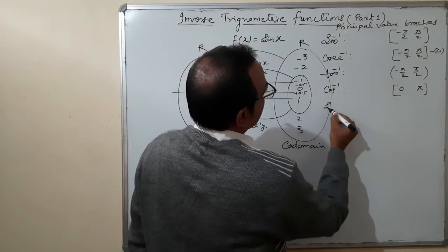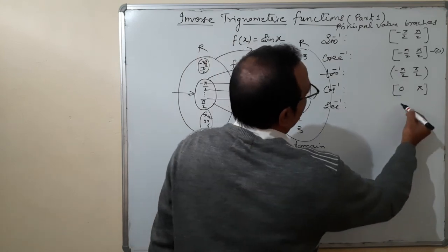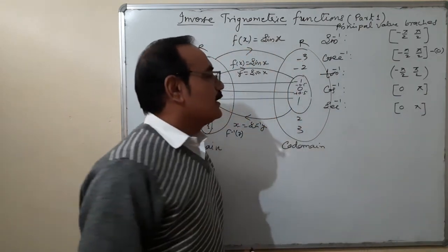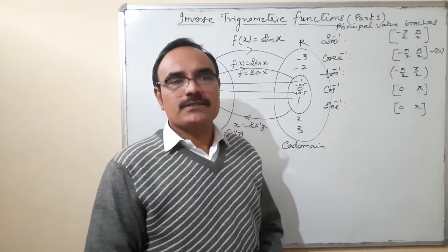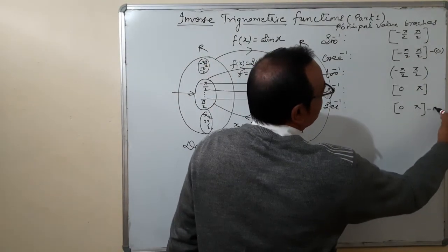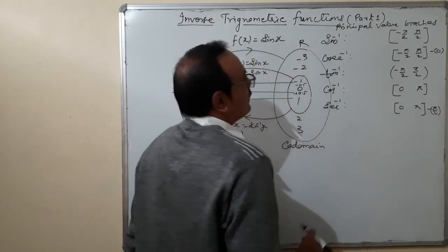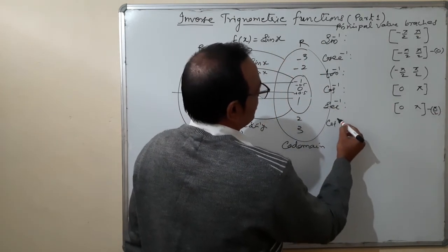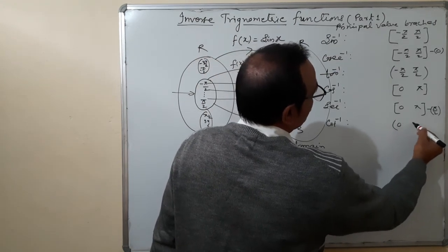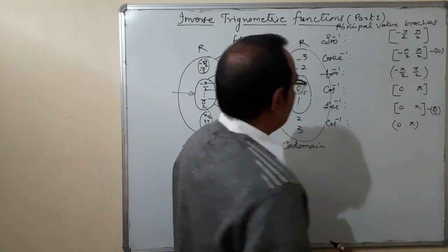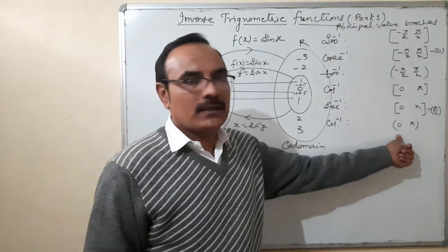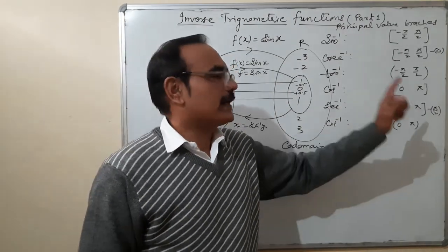Then sec inverse, it is 0 to pi. But between 0 to pi, you know that cos 90 is 0. So sec 90 is not defined. So pi by 2 is to be excluded. And third one is cot inverse. Cot inverse is 0 to pi. Because tan 0 is 0, cot 0 is not defined, and because it is in the open interval, this 0 is not included, so 0 to pi.